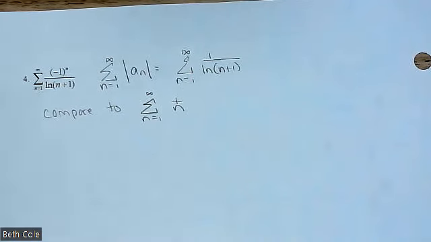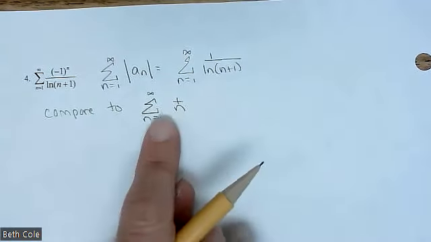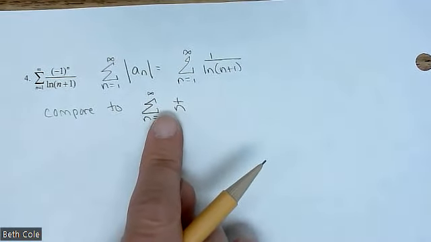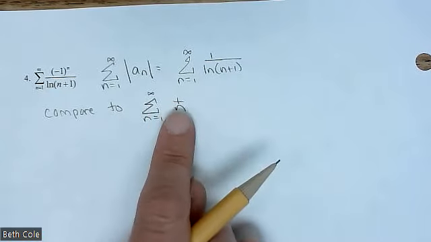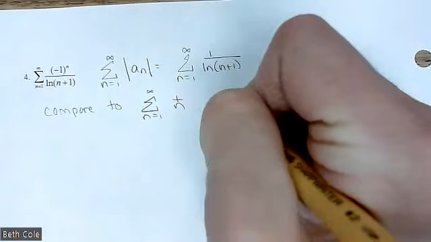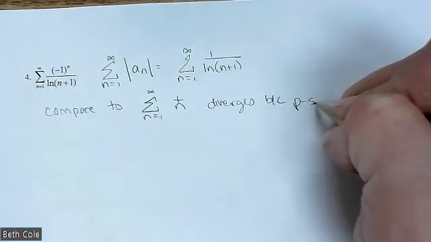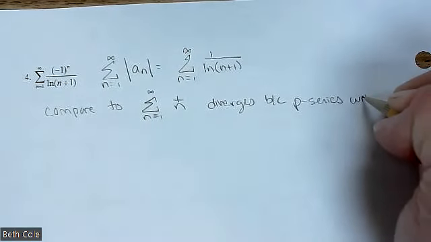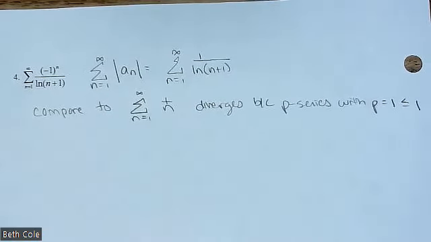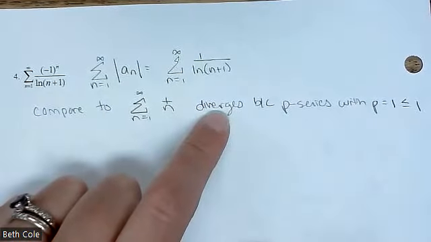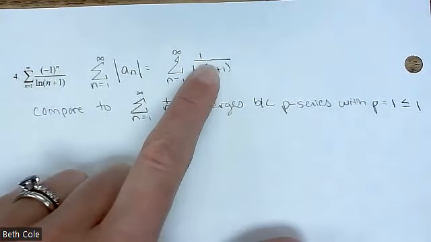And again, the whole point of doing a comparison is you're comparing it to something that's a whole lot easier. Can I call this an easy one? I know none of this is easy because it's AP calculus, but can I call this an easier one? What do we know about this one? Diverges because why? P-series with p equals 1, which is less than or equal to 1. So here's the goal. We want to say, because this one diverges, this one does too.